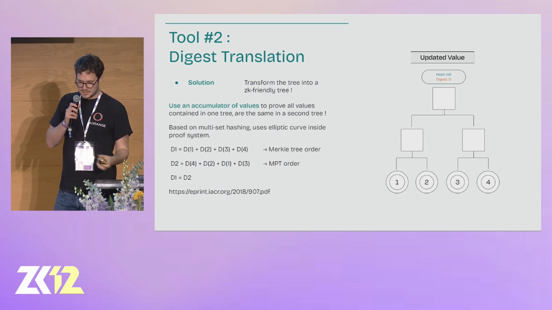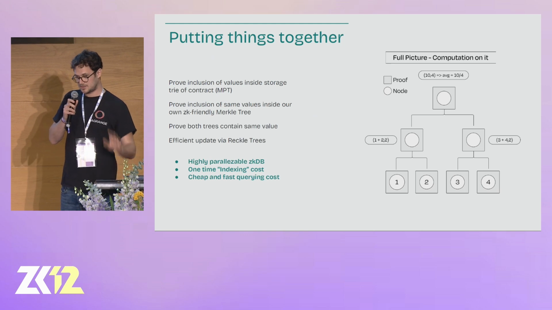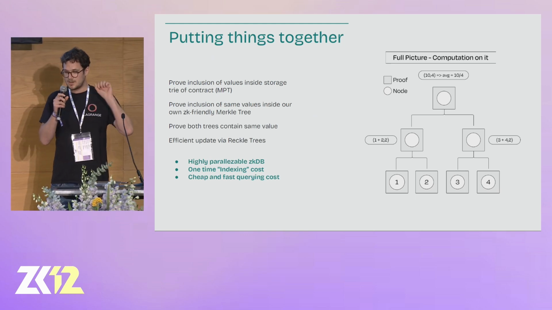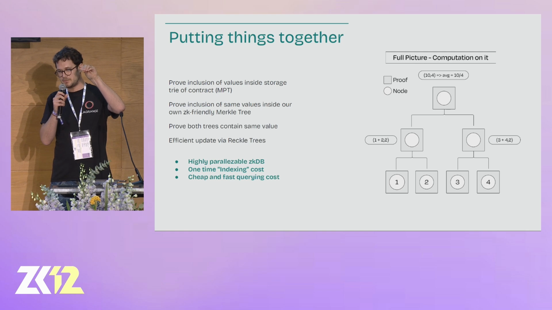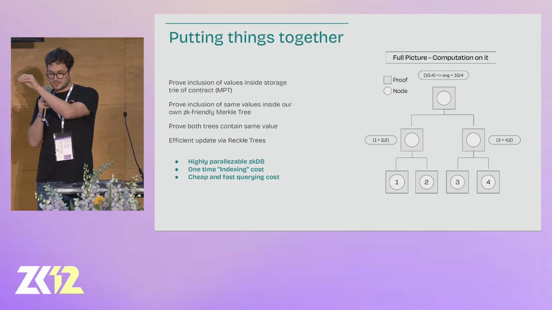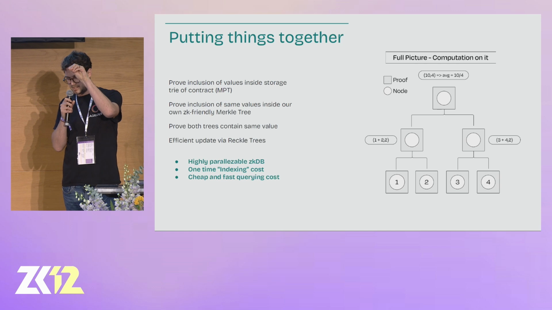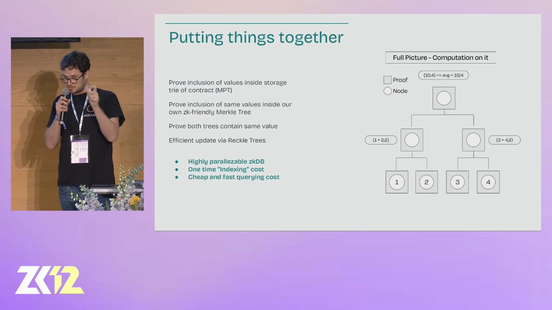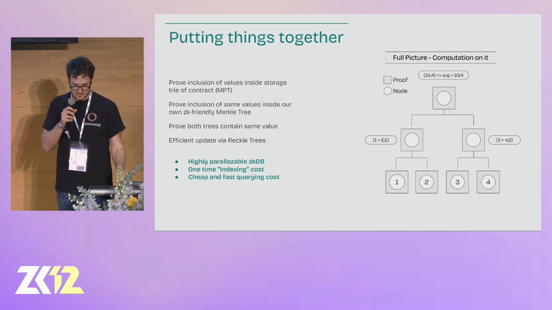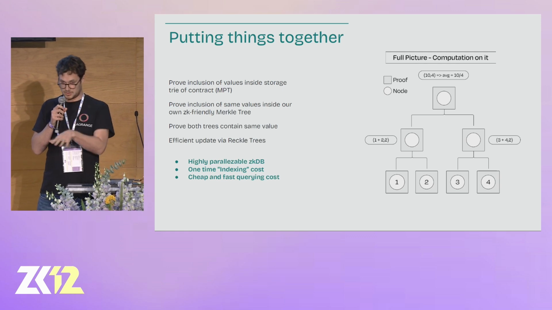So basically, when we put things together, at each block, we are extracting the value of interest from the MPT, extracting the value of interest for our own DB. We show that they contain the same digest. We only update the proofs that are needed during the update, right? And that's it. We do it at every block.